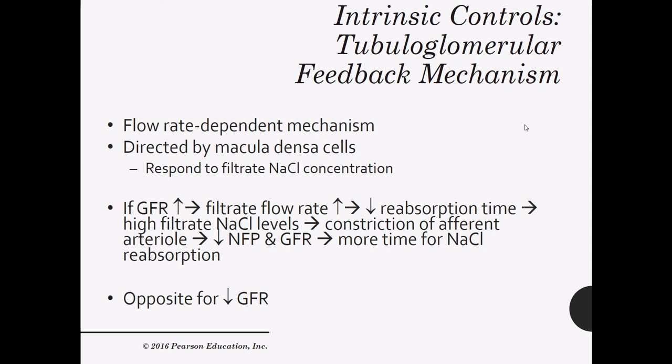That means there's more time to reabsorb the salt and the sodium, so you'd end up with lower levels of sodium in the filtrate. That lower level of sodium is sensed by the macula densa. The afferent arteriole would then dilate. We'd have greater net filtration pressure, greater GFR, less time for sodium reabsorption, which brings us back into balance. So those are the two intrinsic mechanisms that keep your kidneys maintaining a pretty constant GFR.